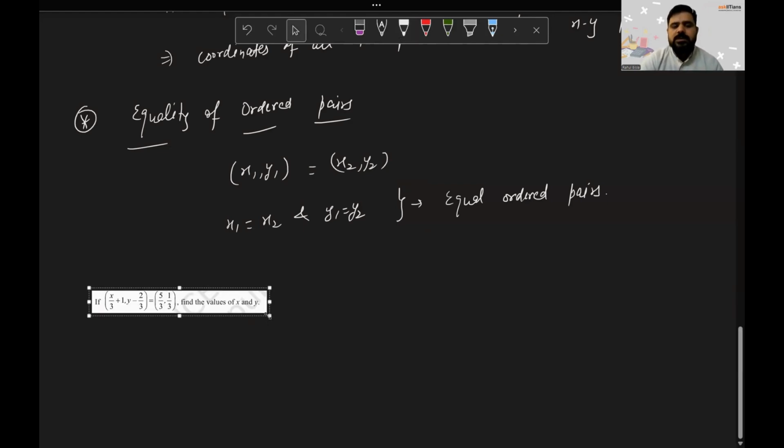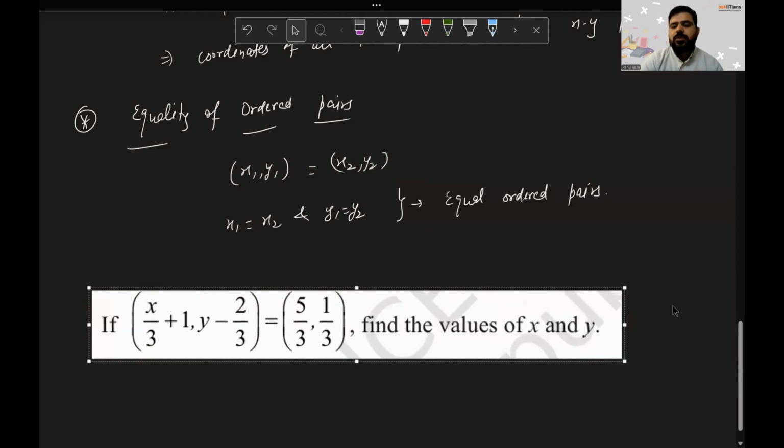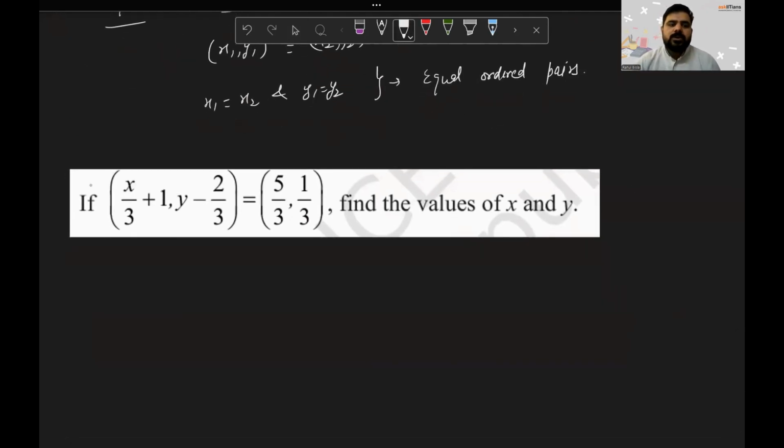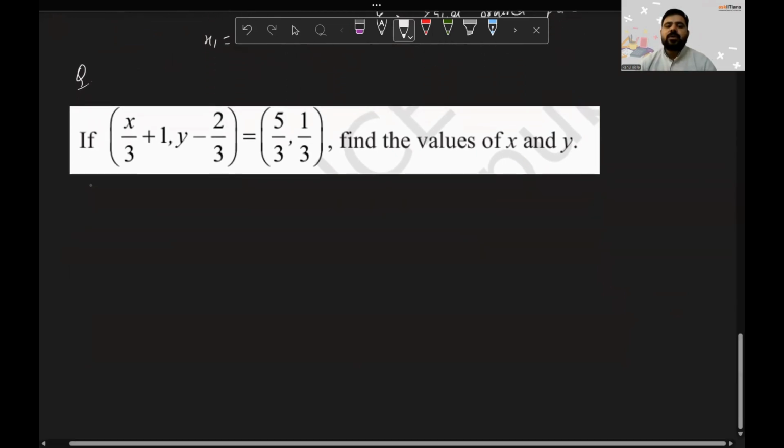I'll zoom it out for you guys. So this is the question given to you. This is a question of your exercise from NCERT, right? So in this question, it is given that the ordered pair (x/3 + 1, y - 2/3) is equal to (5/3, 1/3).